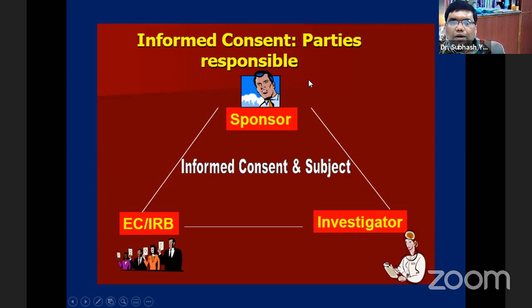And the parties responsible for the informed consent are the ethics committee, who review the informed consent. If there is some fault or some lacunae, they can suggest changes. The sponsor, who is sponsoring the study, is also responsible for anything happening with the subject, and is legally responsible. The investigator is also legally responsible for anything happening in the clinical trial. So these three are the responsible persons for the informed consent.